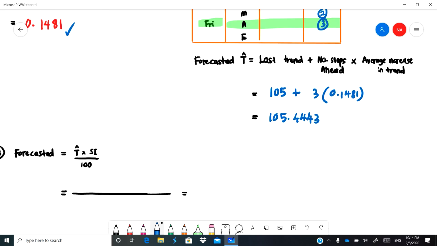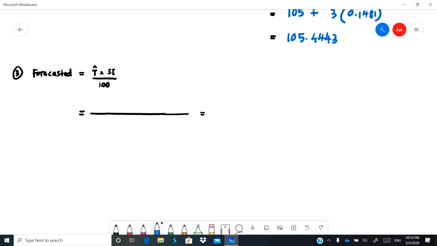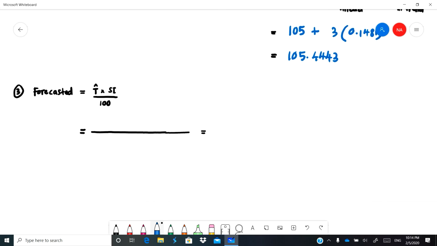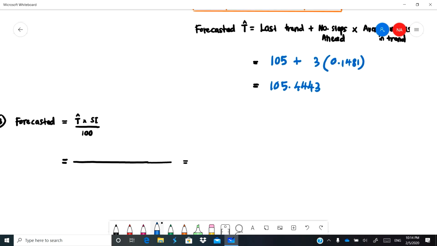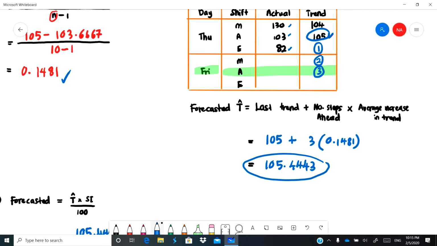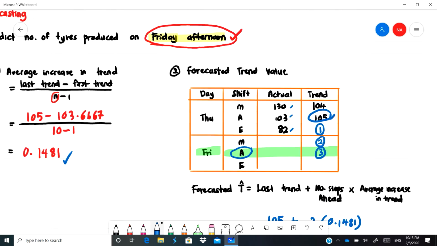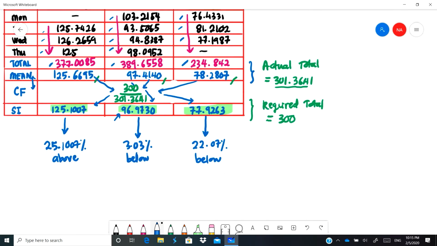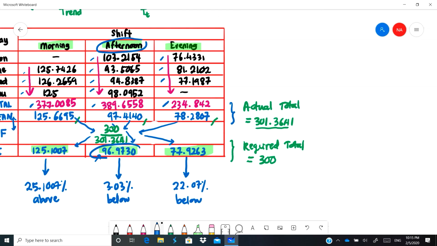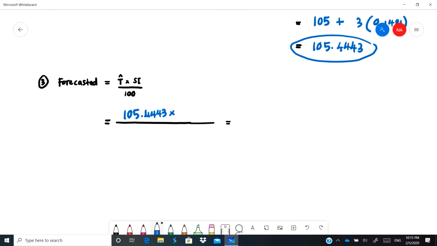So the next one, which is the last step, is to find the forecast, which is given by the trend multiplied by the seasonal indices divided by 100. So the trend we have got here, 105.4443, you multiply by the seasonal indices. Now we are forecasting for afternoon, so you have to use the seasonal index for afternoon, which is this one, 96.9730. So you insert 96.9730 here and divide by 100.